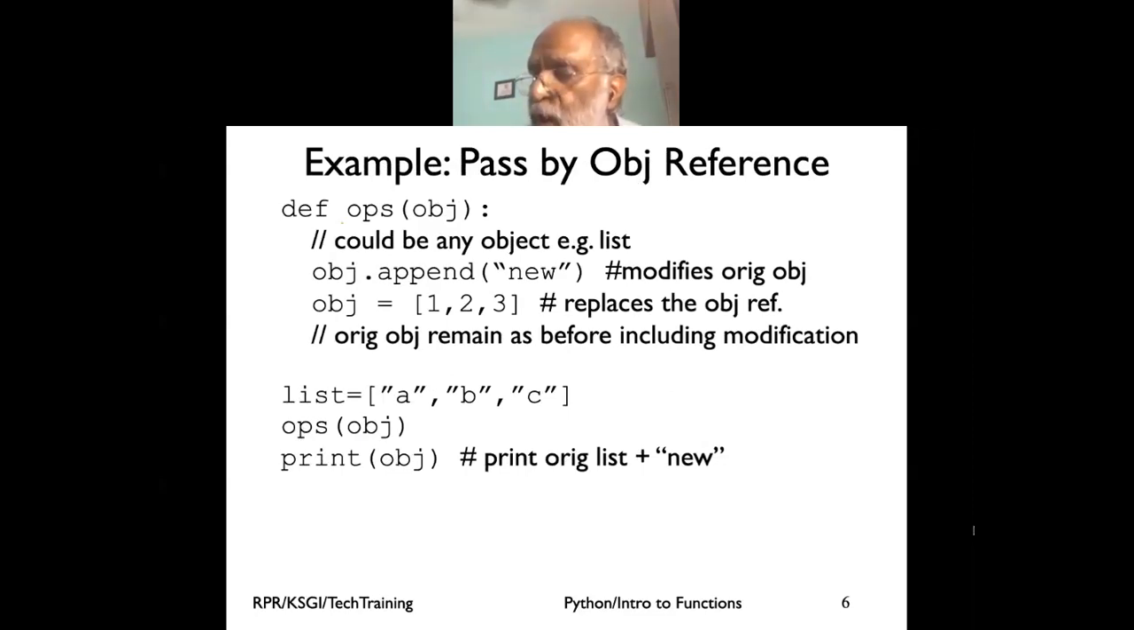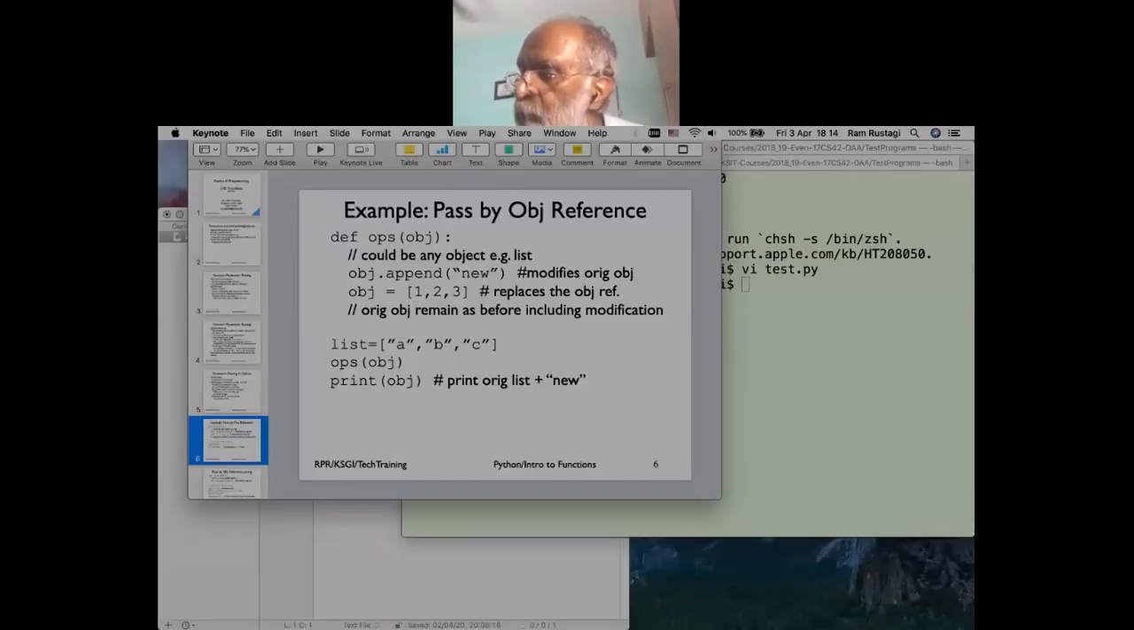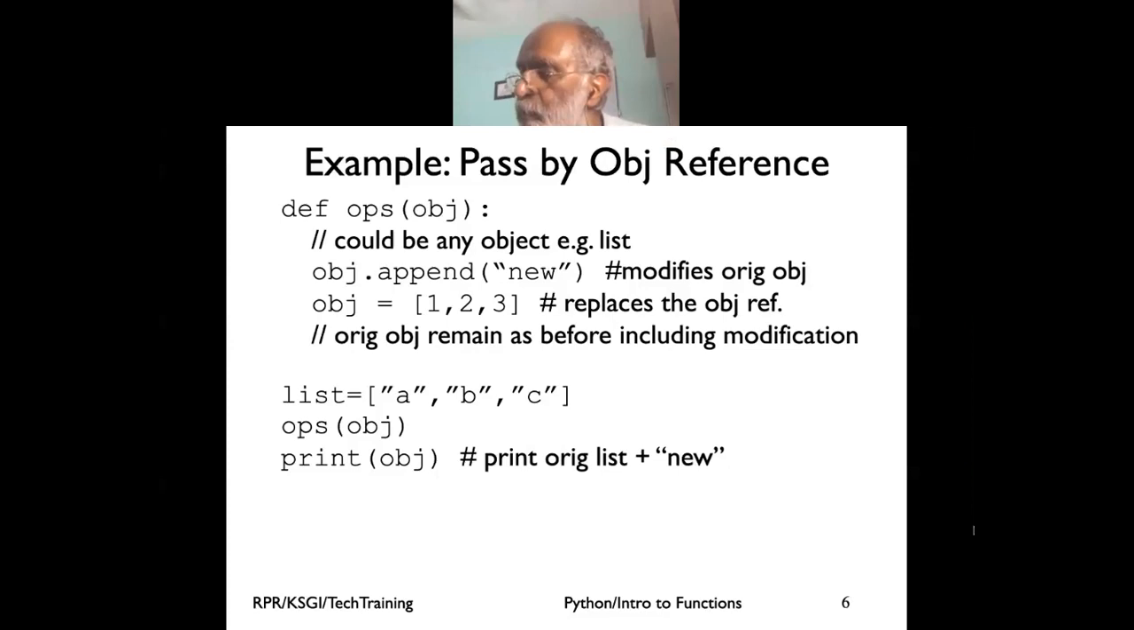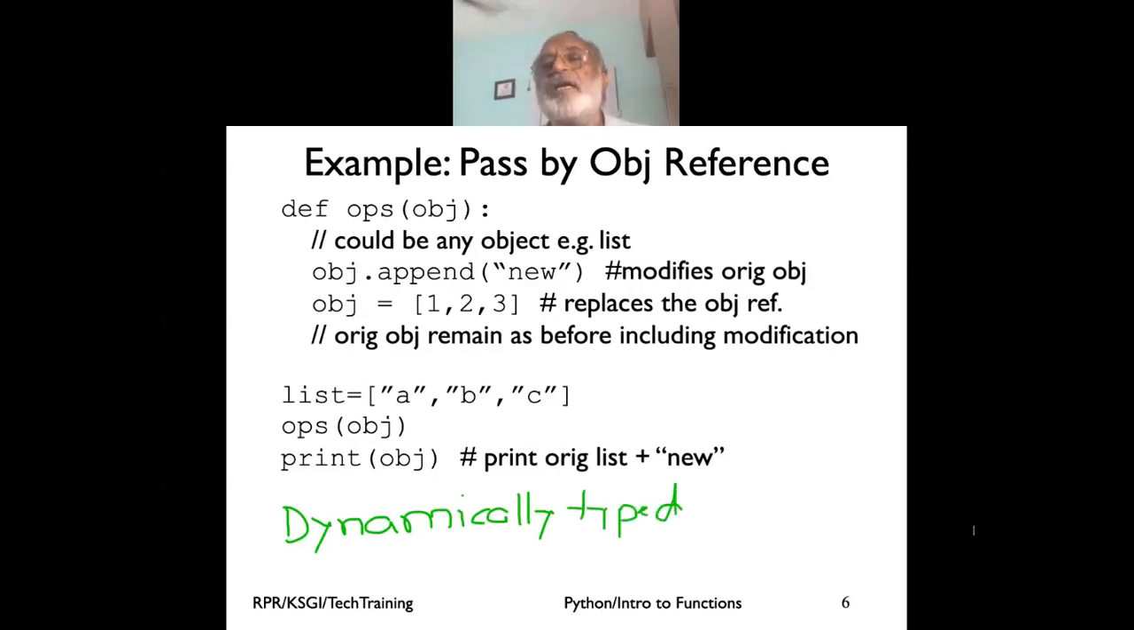I'm defining a function called ops. I'm passing an object. Remember, in Python we say variables are dynamically typed. That means the type of the variable, whether it is a list or an integer or something, is determined when you use it and not simply when defining.